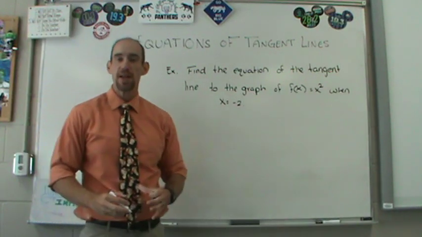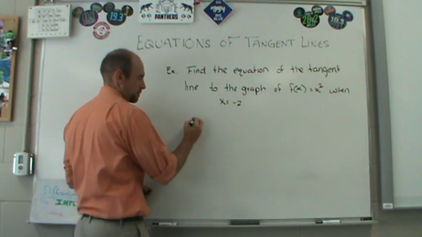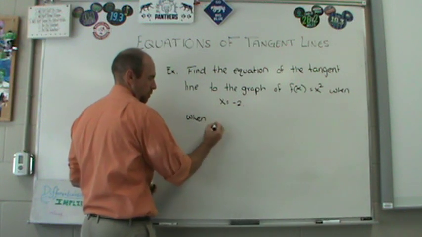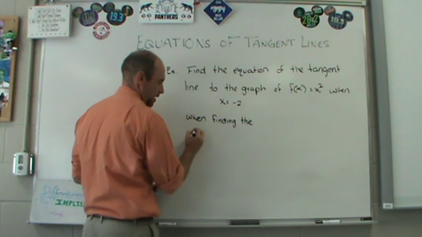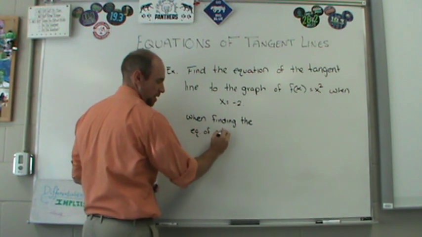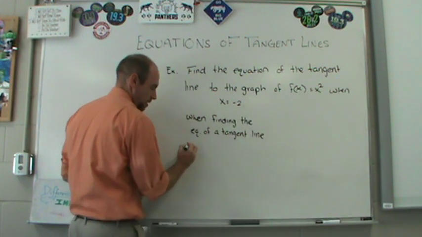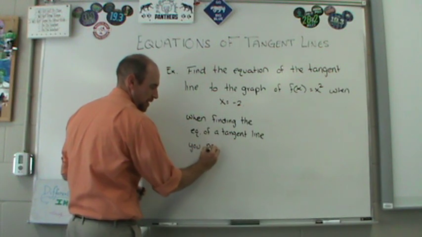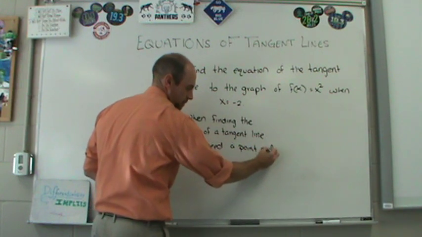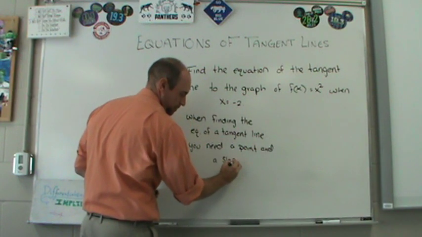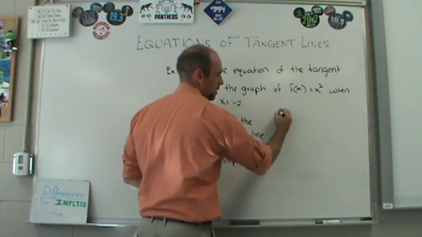Well, like I said, whenever we're trying to find an equation of a tangent line, you need two things. We need a point and a slope. Okay, so when finding the equation of a tangent line, you need a point and a slope. All right, so let's start off with finding the point. The point's the easiest thing.